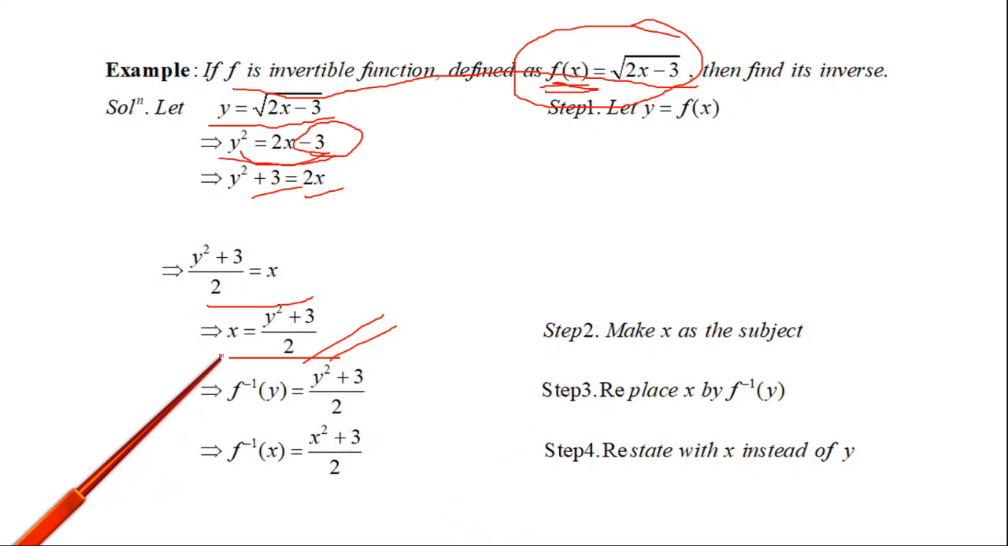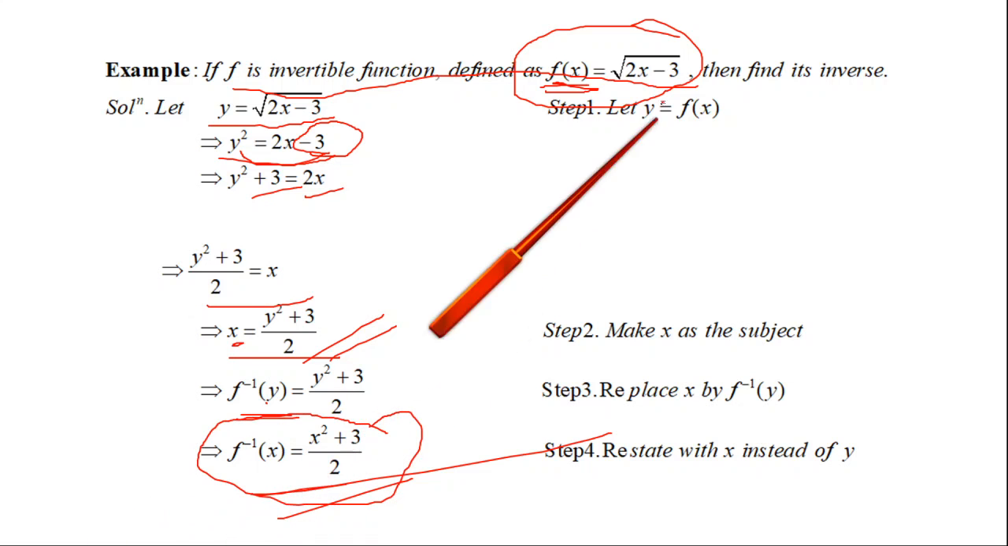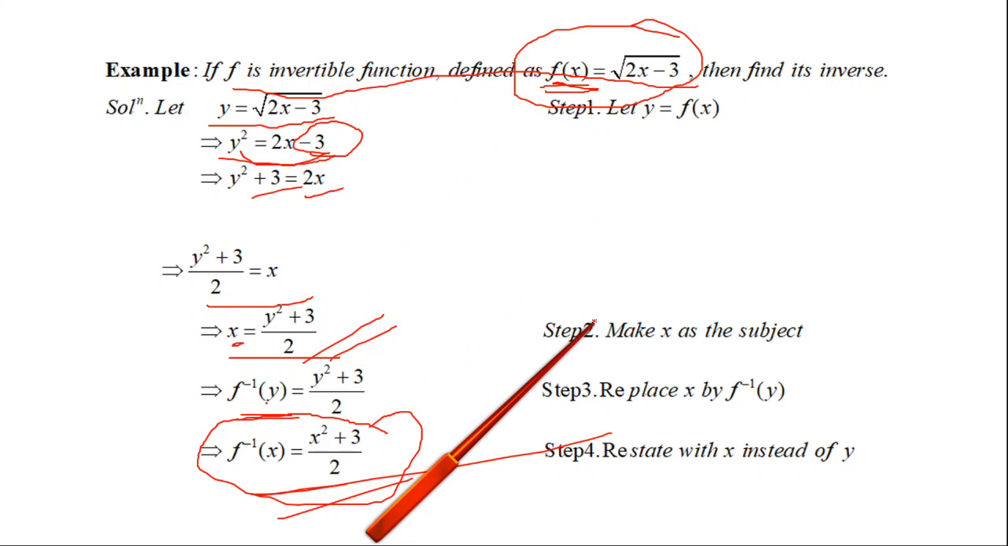In the next step we have to replace this x by f inverse of y. So it's replaced. And in the last step we need to replace all y by x, and this is the inverse. So this is the inverse of the given function.